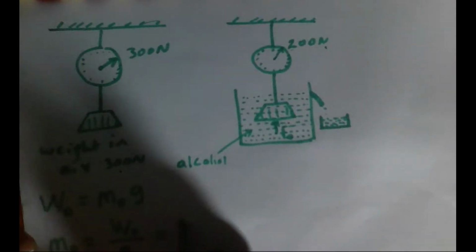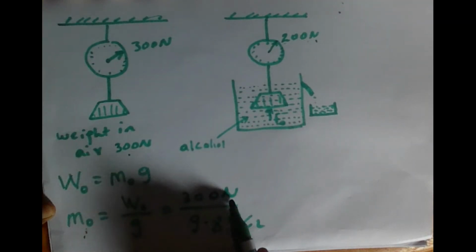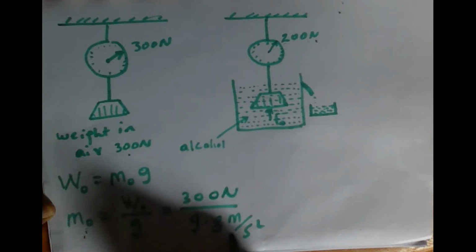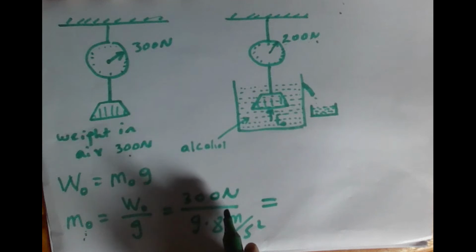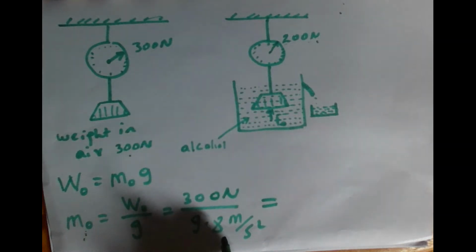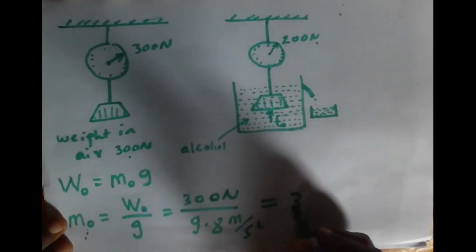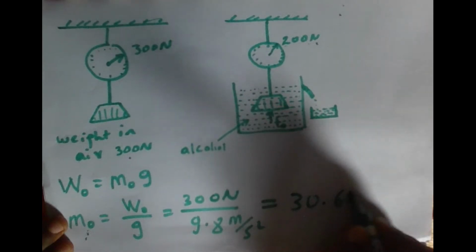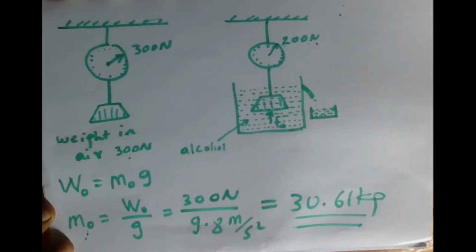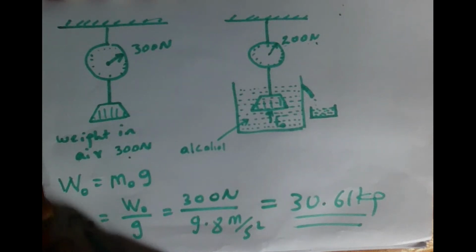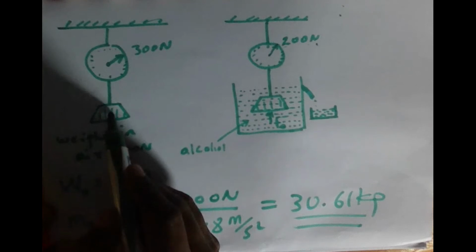Weight of the object is over gravity. Weight is 300 Newton and gravity is 9.8 meters per second squared. So when we divide 300 Newton by 9.8, we will get 30.61 kg. Now we have got the mass.